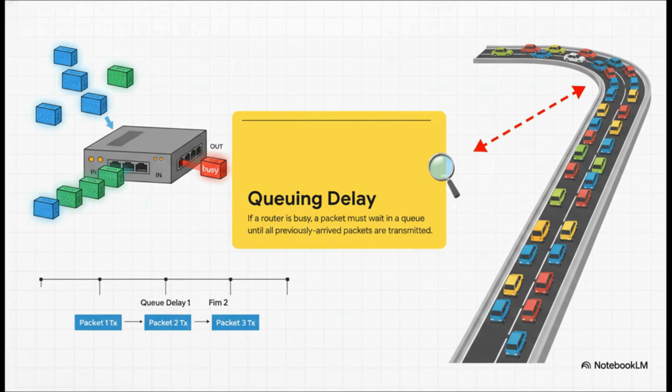But wait, there's another kind of delay. What happens if our packet shows up to the party and the router's already busy sending someone else's packet? Well, it has to get in line. This is called queuing delay. And the highway on-ramp is the perfect way to think about it. If cars arrive at the ramp faster than it can merge them onto the highway, you get a traffic jam. The exact same thing happens inside routers.